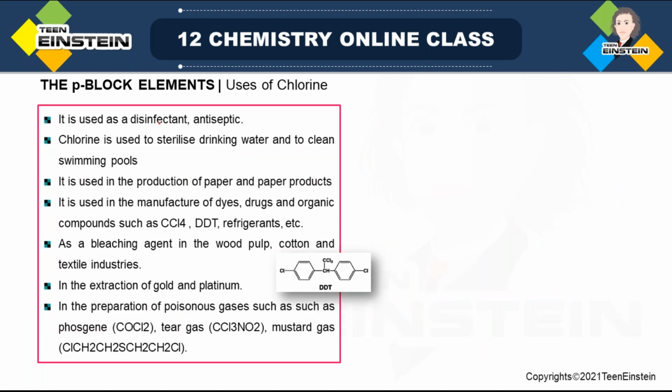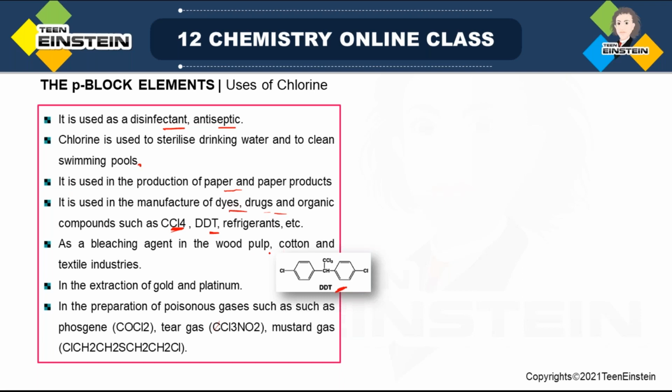Application of this gas: used as disinfectant, antiseptic, then to sterilize drinking water, that means for purification purpose it can be used, to clean swimming pools, used in the production of paper and paper products, then manufacture of dyes, drugs, organic compounds such as carbon tetrachloride, DDT, this is the structure of DDT, insecticide, and refrigerant. Okay, refrigerant, all these are chlorofluorocarbon, that is carbon, chlorine, fluorine containing compounds.